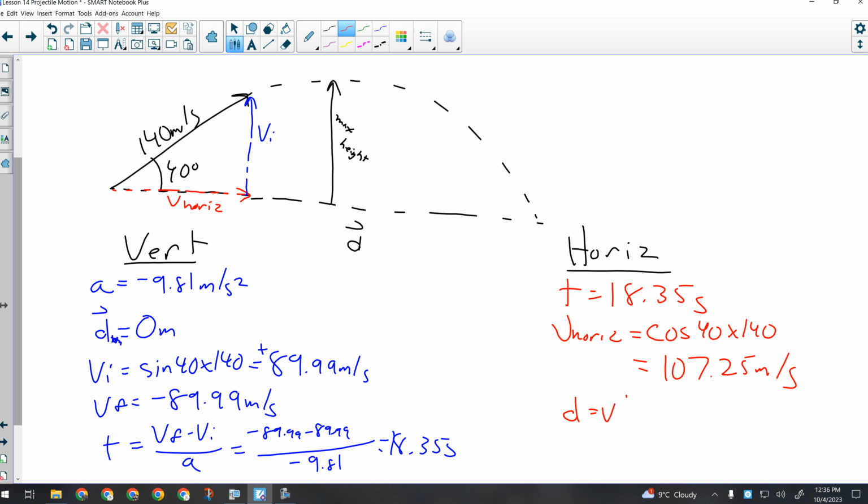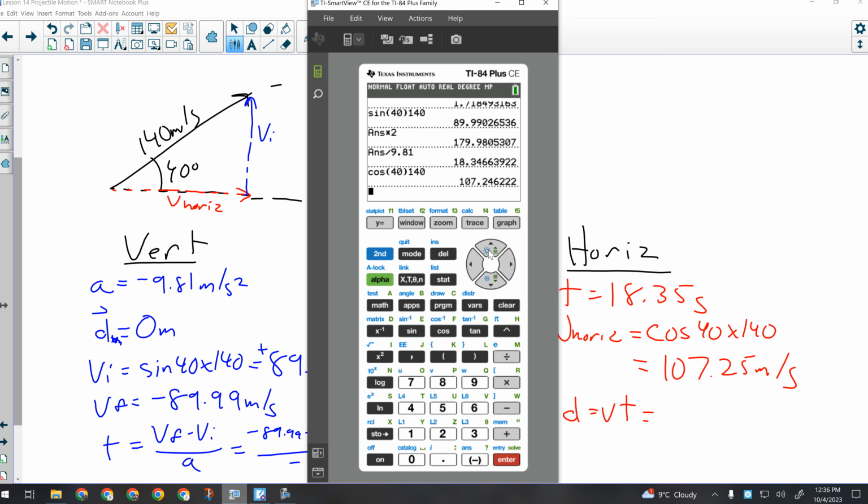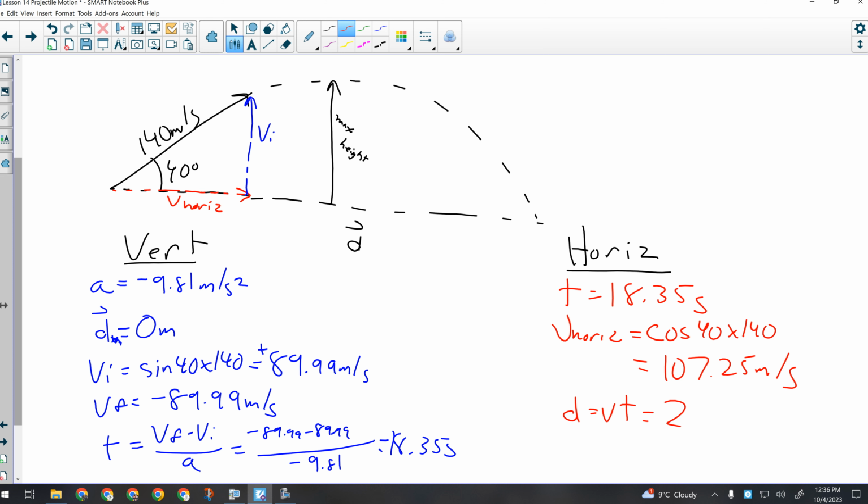D equals V times T. All right, so for that, we just multiply those two numbers that are already in our calculator. Okay, well, we only have 2 significant digits in this question, so according to this, the cannonball flies 2.0 times 10 to the 3 meters, or 2 kilometers, which is pretty far. Is it okay if I write it as 2 kilometers? It is. That's got 2 significant digits, but I could just as easily write 2.0 times 10 to the 3 meters. That's the same thing.